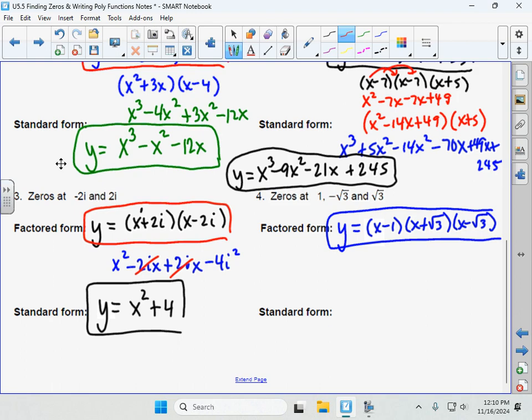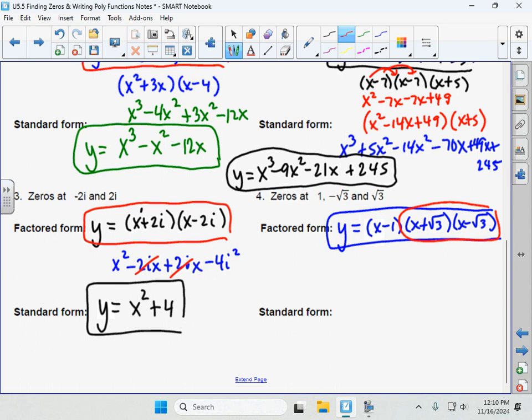Okay, so like on number 4, again, you could do this in any order. You could multiply the x minus 1 and the x plus root 3 together first, but you're going to have to deal with radicals, and it makes it a little bit more difficult. So take the 2 radical factors and multiply those together first, and the radicals should cancel out. All right, so let's go ahead and take these 2 first.